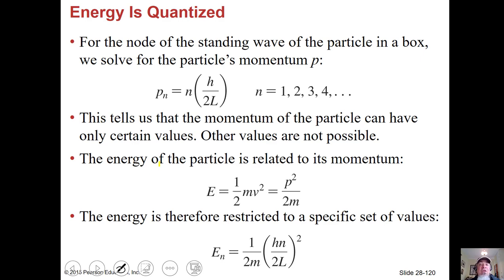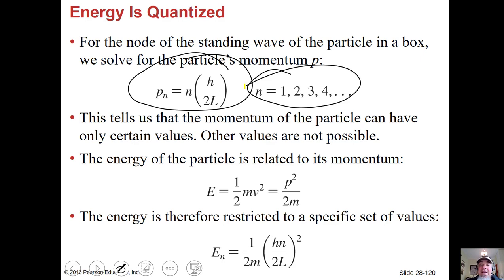Okay, so for the nodes of a standing wave of a particle in a box, you can solve for the momentum then. So there's only discrete values of the momentum, right? When n is equal to 1, you get a certain momentum. n is equal to 2, you get a certain momentum. There's nothing in between. There's no n equal to 1.5 or n equal to 2.37 or anything like that. This has got to be integer multiples to actually have these standing waves. Okay, so when you see quantum mechanics and quantize, that's where the name comes from. Only discrete values, not a continuous spectrum.